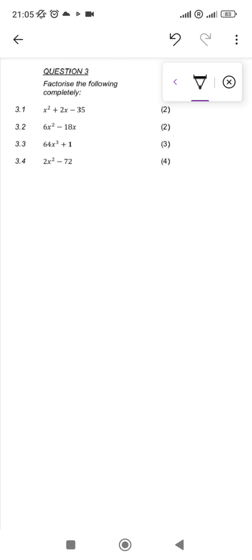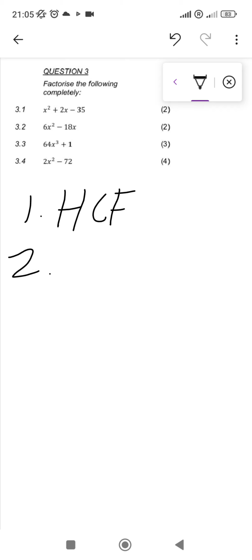Right, let's spend some time doing some factorization. Okay, so the question above deals with factorization. And I'm going to start with 3.2. The reason I'm going to start with that is because generally when we look at factorization, especially at grade 10 level, the first thing that we do is we look for the highest common factor. So number 2 deals with that. That's why we're going to do that first.